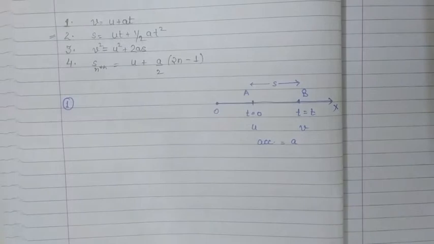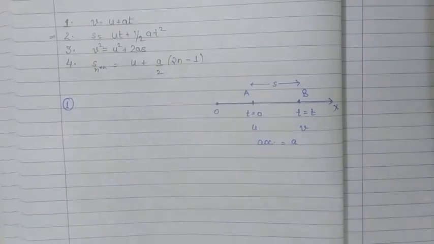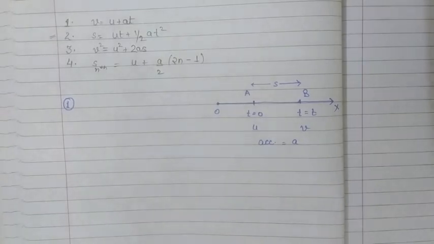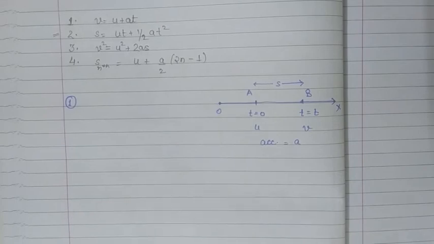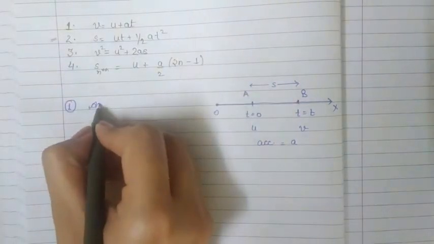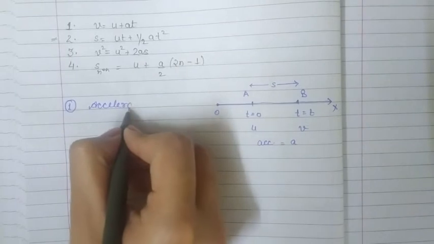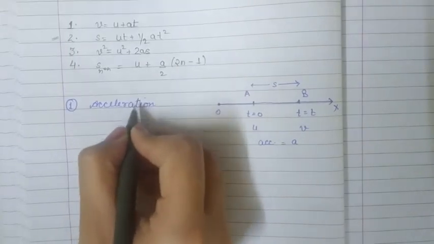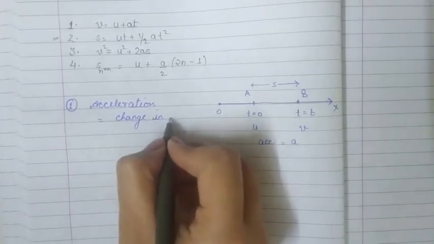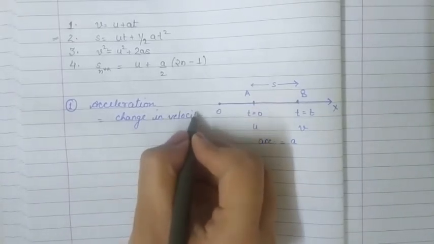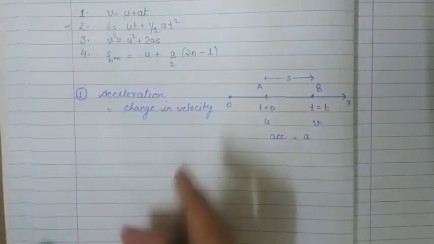So now we are going to derive equation number one, and for this we are going to use the definition of acceleration. So acceleration was the change in velocity upon time taken. That means the rate of change of velocity. So we know that acceleration is equal to change in velocity upon time taken.